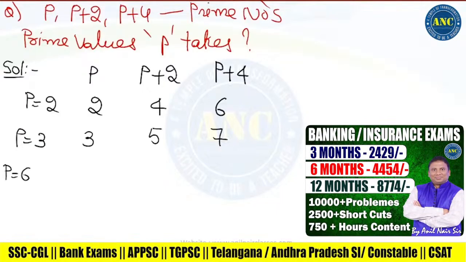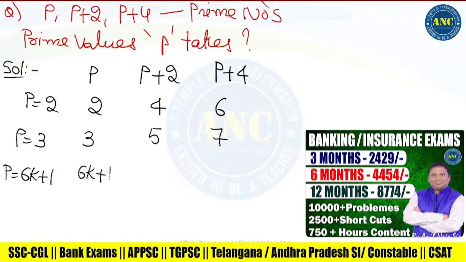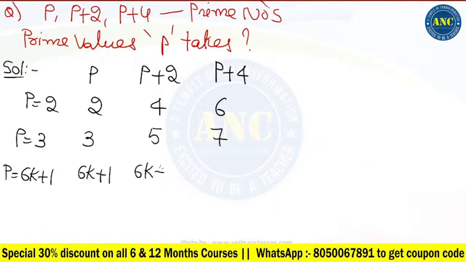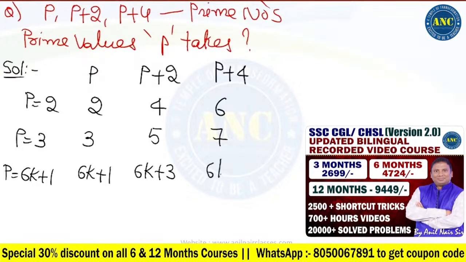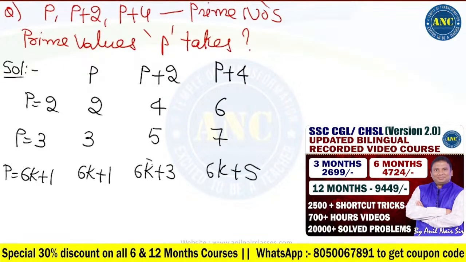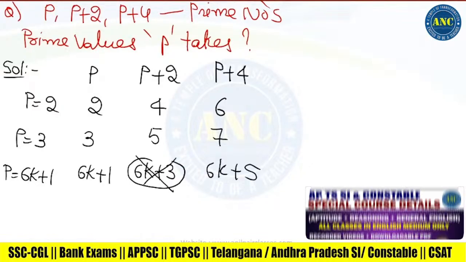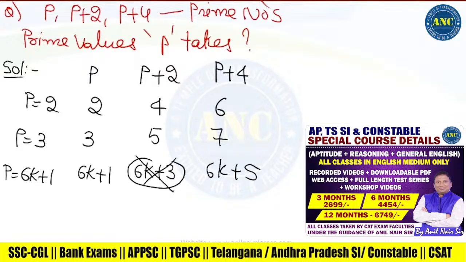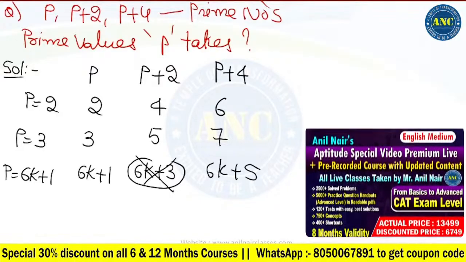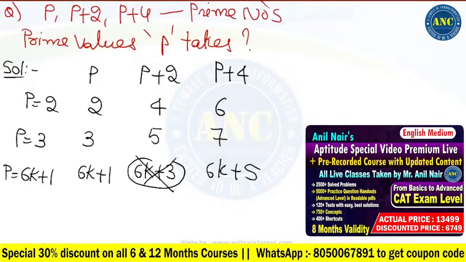Any prime number greater than 3 is of the form 6k plus or minus 1. Take 6k plus 1. Then P plus 2 is 6k plus 3, and P plus 4 is 6k plus 5. 6k plus 3 is divisible by 3, so there is one value, P plus 2, which is divisible by 3.